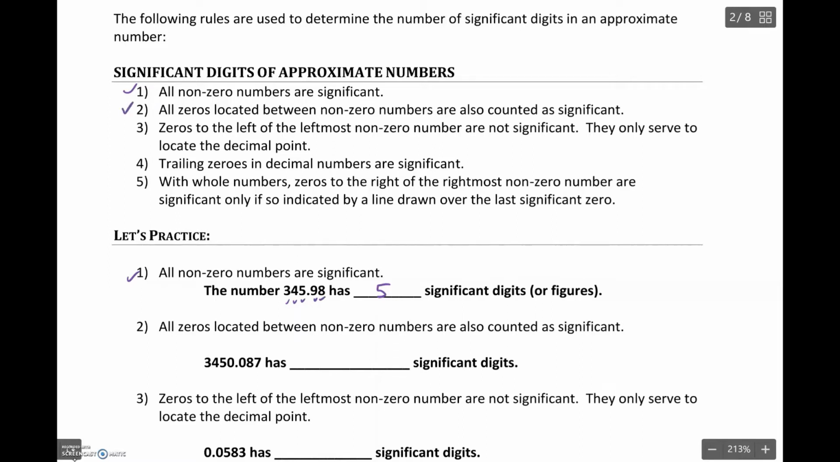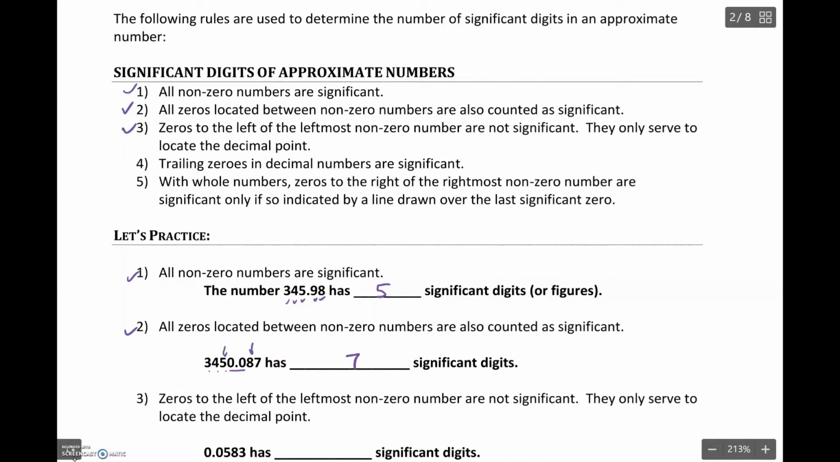Second, all zeros located between non-zero numbers are also counted as significant. So in this case, 3450.087, these zeros are located between 5 and 8, which are significant. Hence, the zeros are also significant, making this number 1, 2, 3, 4, 5, 6, 7 significant digits.